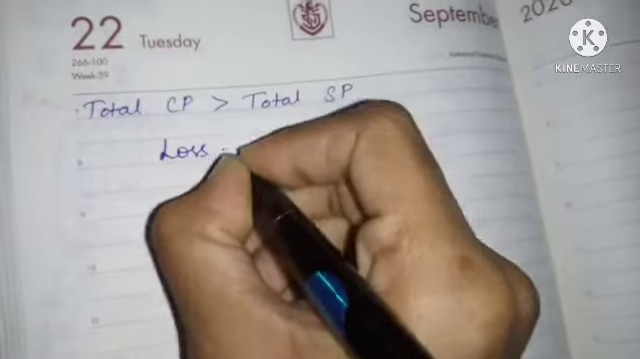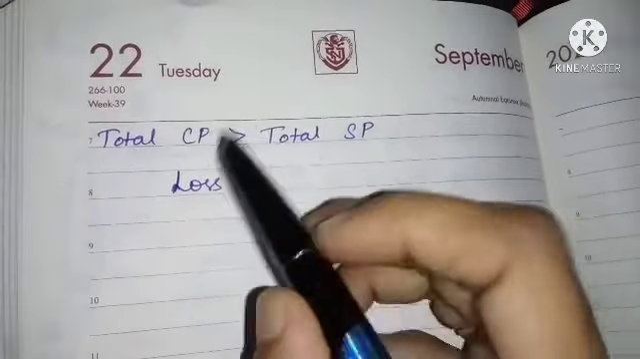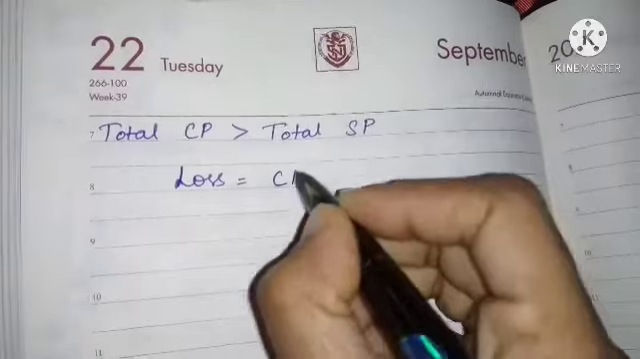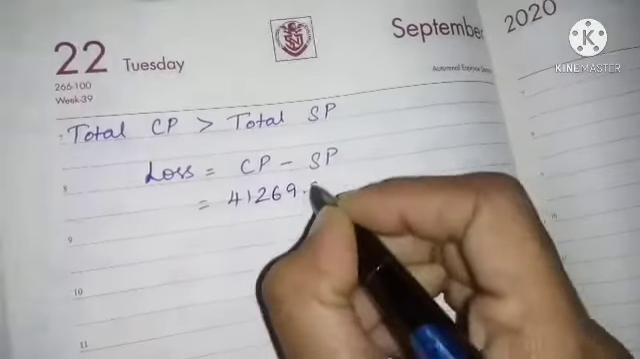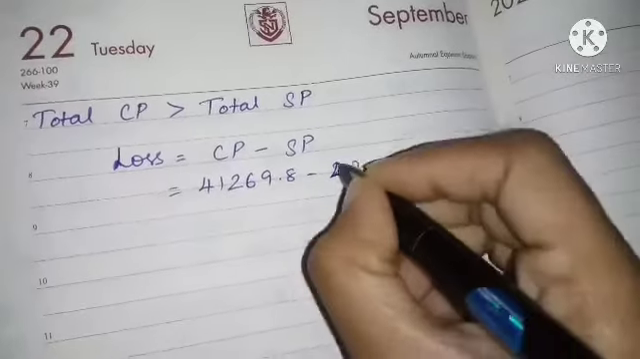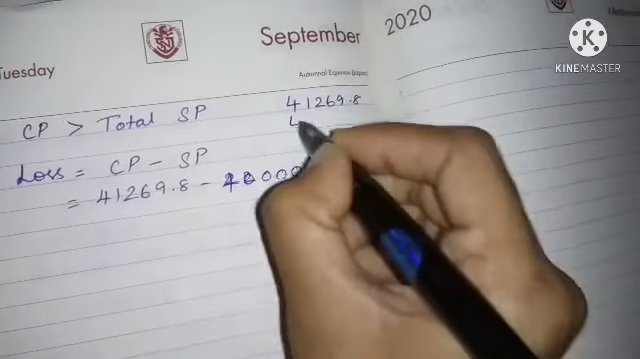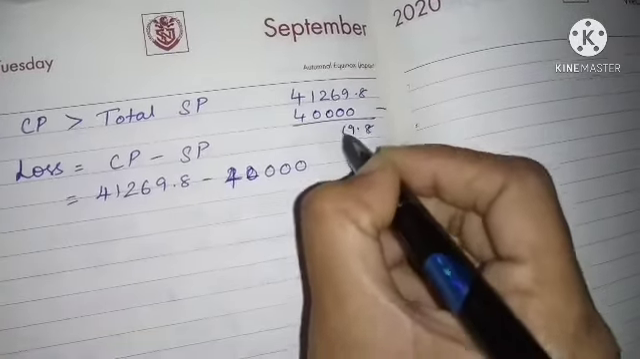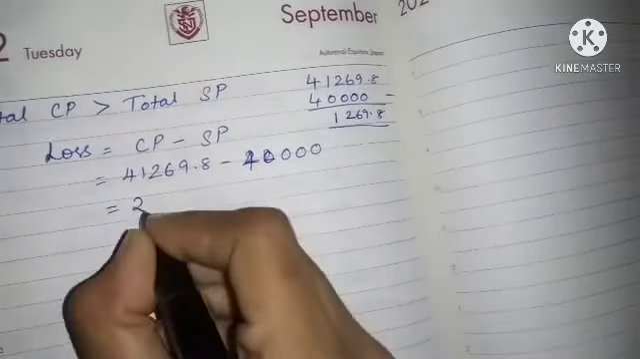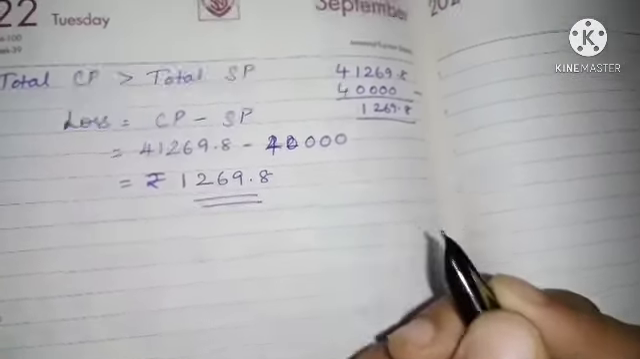So loss is equal to cost price minus selling price, because cost price is greater than selling price. What is the cost price? 41,269.8 minus 40,000. I am subtracting it. So I am getting rupees 1,269.8 as loss in this business.